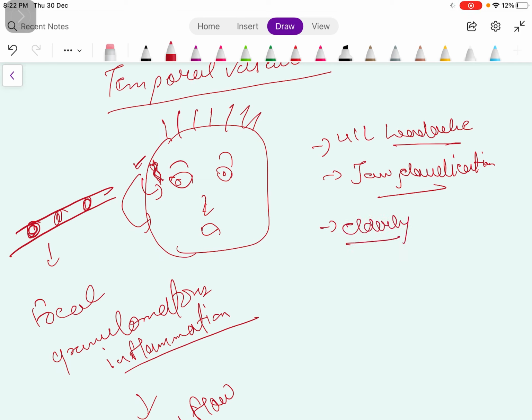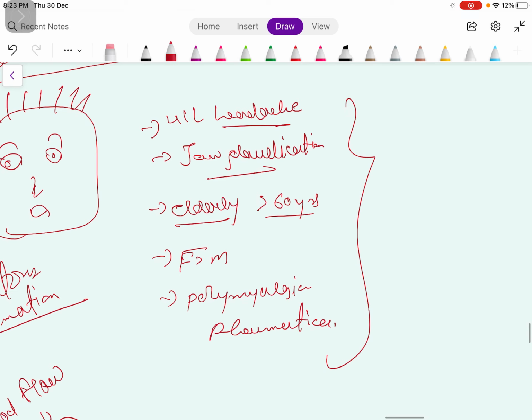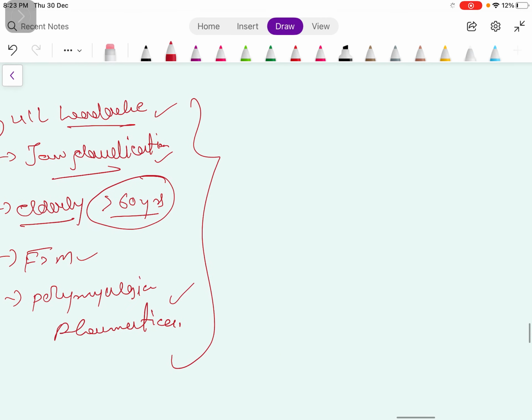And the profile of the patient will be like this: the patient will be elderly, more than 60 years of age, and females are mostly affected more than males. They can also complain of polymyalgia rheumatica. So this is the kind of profile of the patient you will see. In your ED, the patient can come with this unilateral headache, jaw claudication, and you see that the patient is elderly, female, and also complains of now and then body ache, fatigue, all these symptoms.